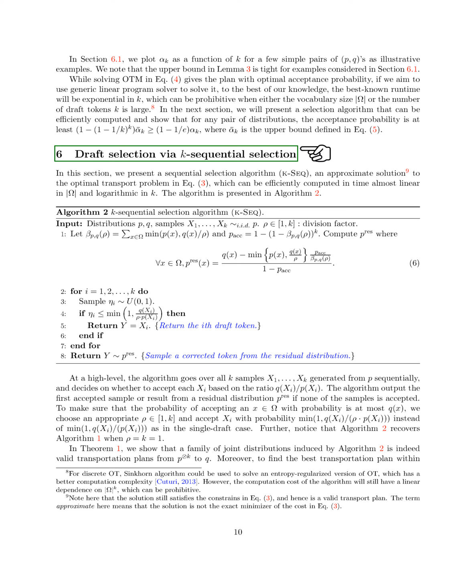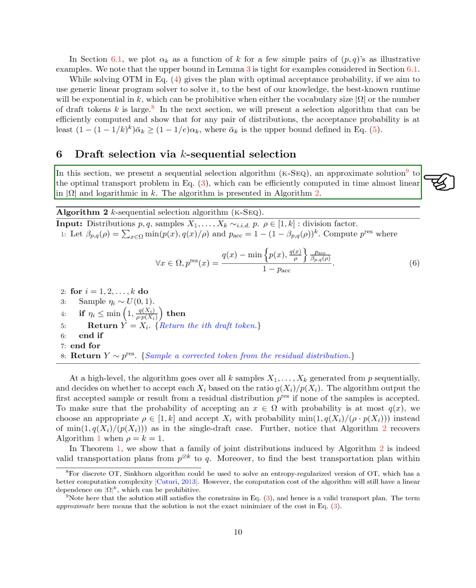Section 6. Draft selection via K-sequential selection. In this section, we introduce a sequential selection algorithm, referred to as K-seq, which provides an approximate solution to the optimal transport problem.